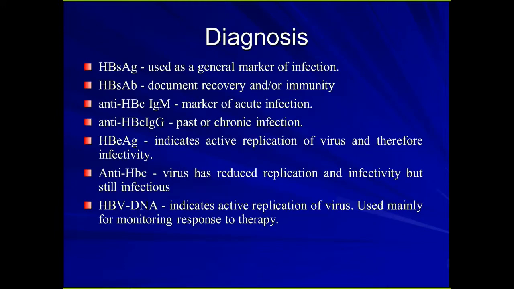Very good. So surface antigen is a marker of chronicity. Surface antibody is either vaccination or resolution of natural infection. IgM is acute infection. Total IgG is past or chronic infection. E antigen indicates active replication. E antibody indicates the virus has reduced replication but is still infectious, because the surface antigen is the infectious part along with the virus. The surface antigen is also infectious, and then the virus.